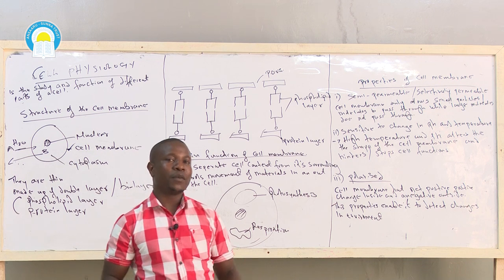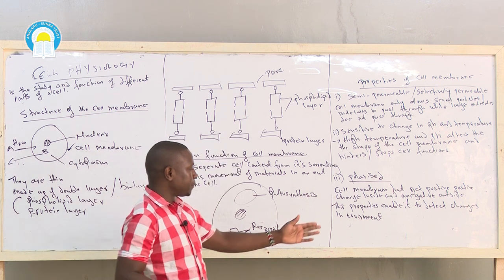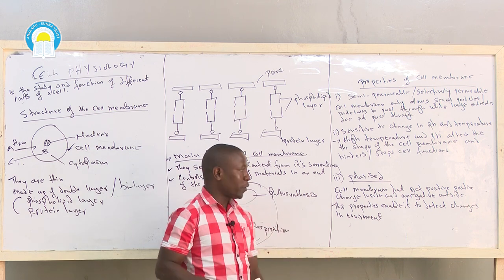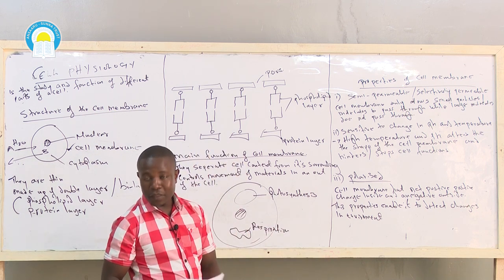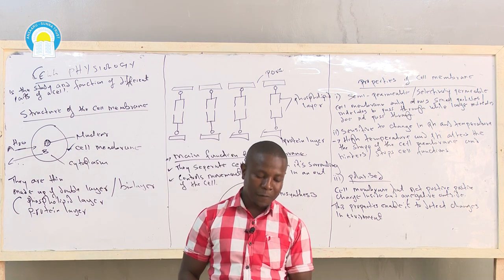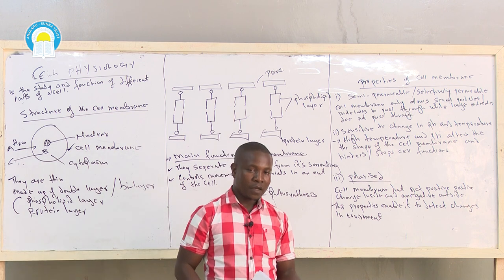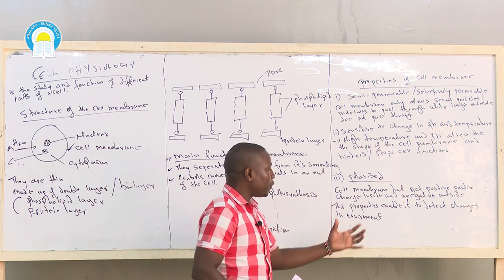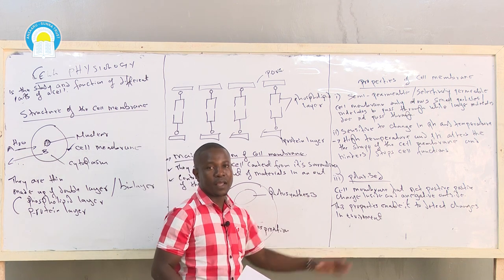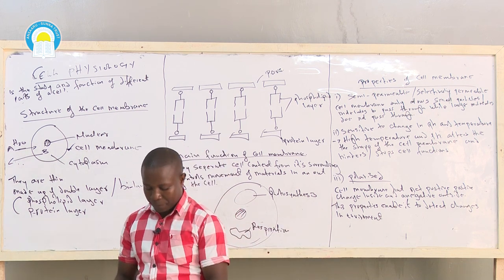Hypertonic, or highly concentrated. Examples of the changes that the cell membrane can detect in the surrounding are temperature, pH, and also the solution surrounding the cell membrane.